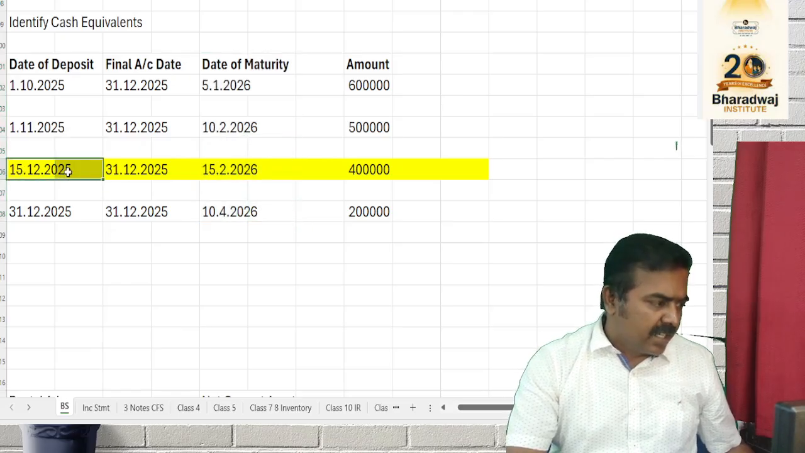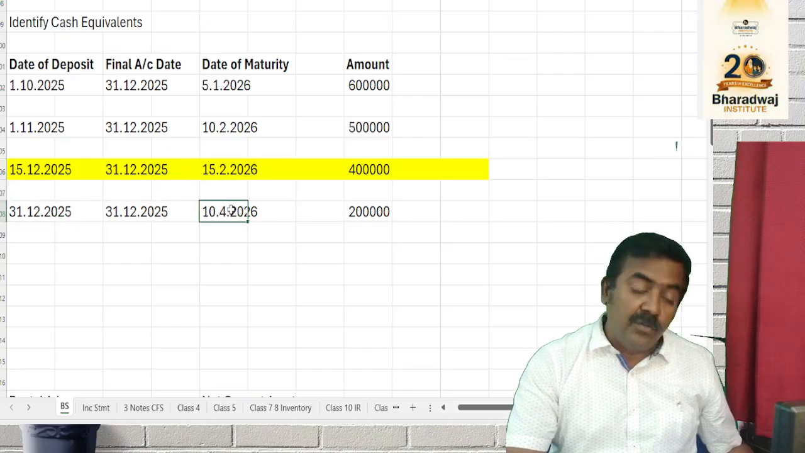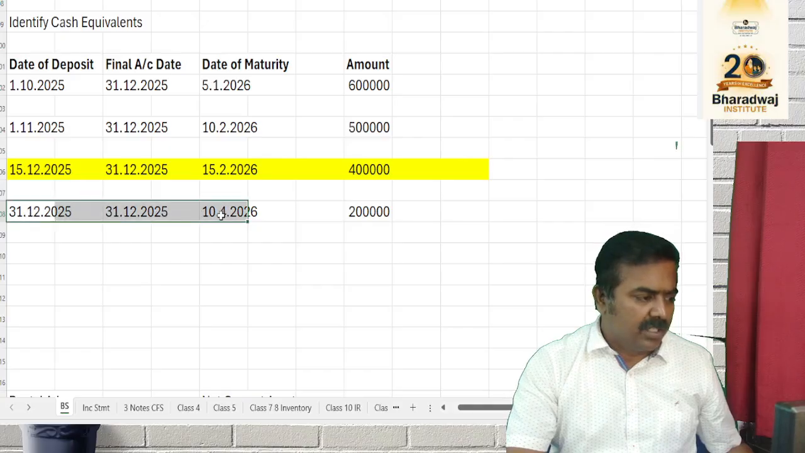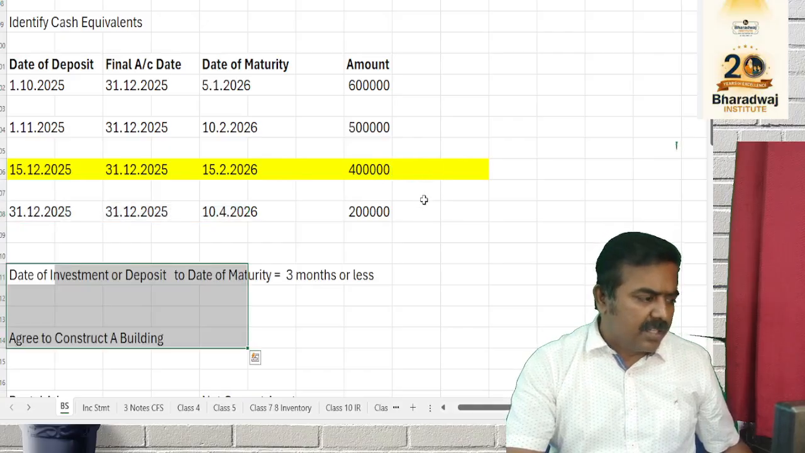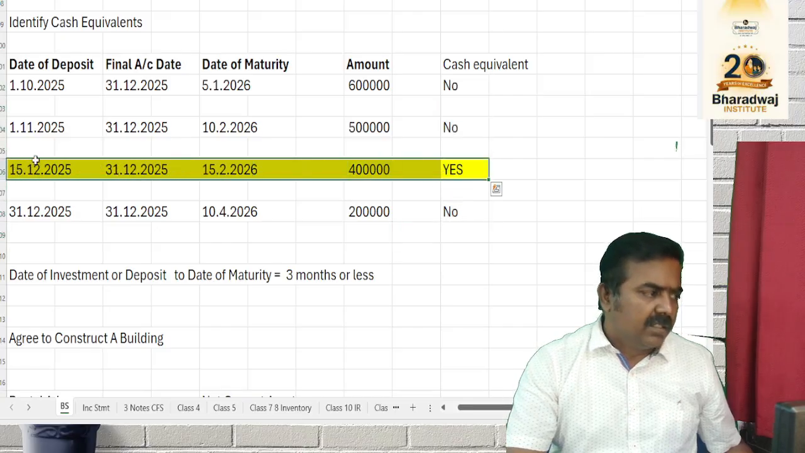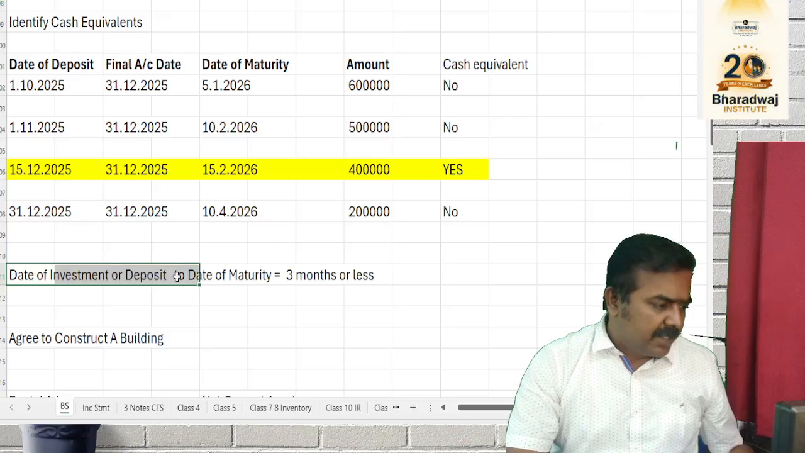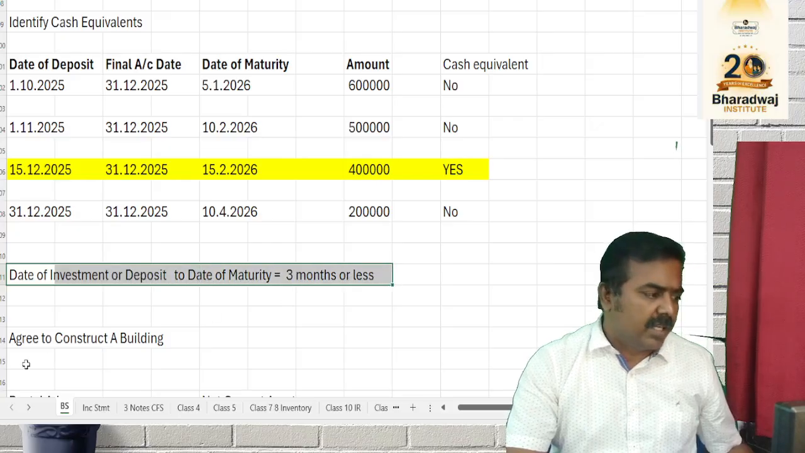It is deposited on 15/12 and maturing on 15/2. If you look at it, it is around 2.5 months. 31/12 to 10/4 is more than 3 months. More than 3 months. So what comes within 3 months? Only this third one comes under cash and cash equivalents. Date of investment or deposit to date of maturity should be what? 3 months or less.